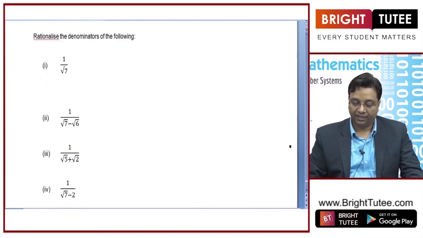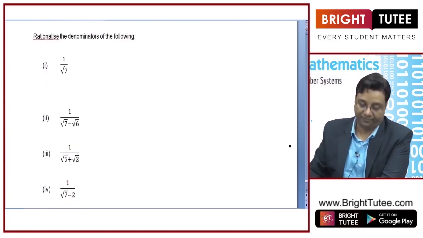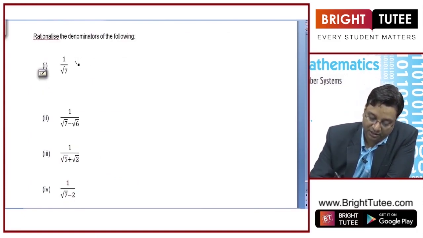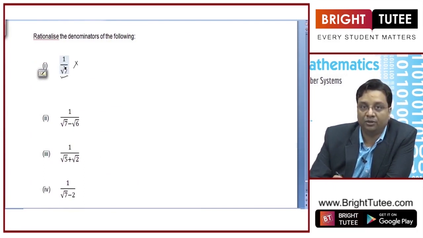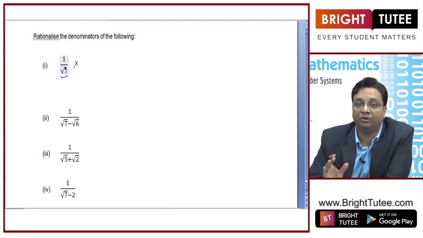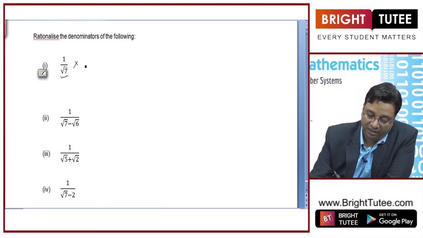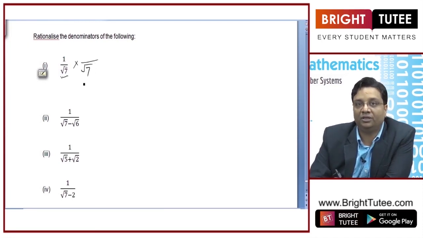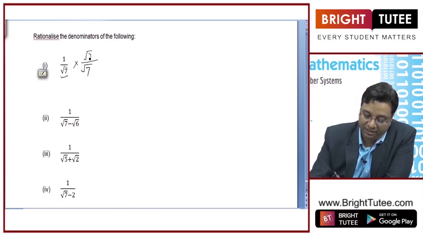Okay. Rationalize the denominator of the following. So how do we rationalize the denominators? To make this irrational number root 7 rational, what do I multiply it with so that I can remove the square root sign? Obviously I need to multiply the denominator with root 7, and if I multiply the denominator with something, I will have to multiply the numerator with the same thing. So this will give me root 7 by 7.